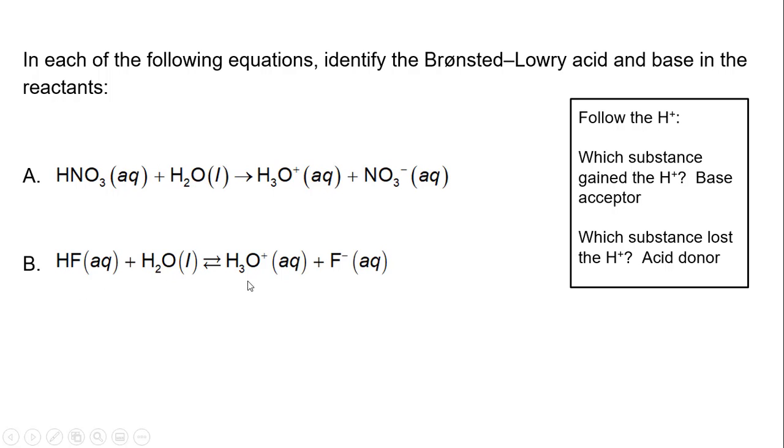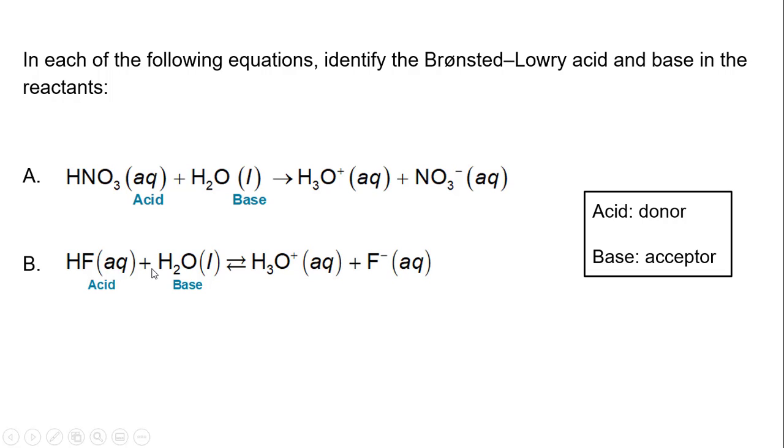Now if we look down here, we have HF. Let's follow HF. We see that it's an ion, so it lost the hydrogen. So here's the acid. That means that this has to be the base. Let's check. Yes, it took the hydrogen. So this is the acid, this is the base. And we are right with that.